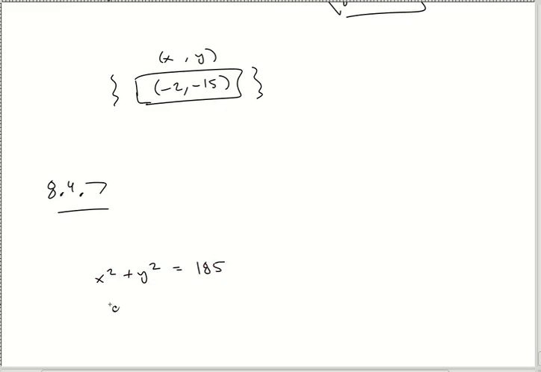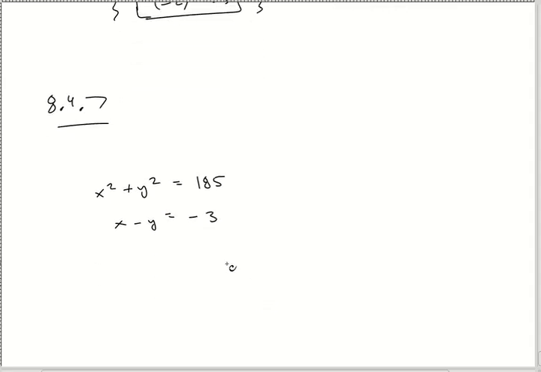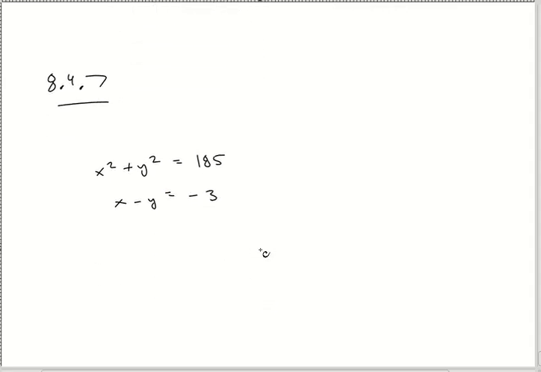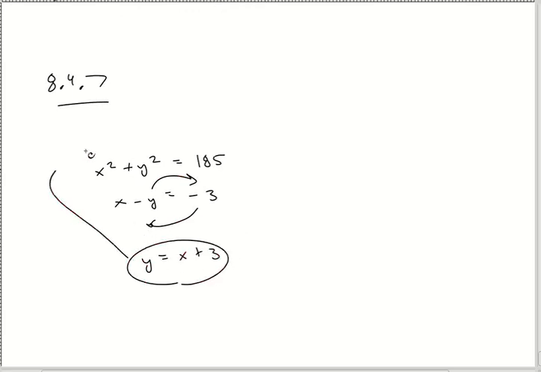So let me write up the next guy right quick. That's an x minus y is equal to negative 3. Yeah, I don't think we can do this. Of course we can do this. I'm going to add the y and add the 3 to both sides. So we get actually this guy. And I'm going to take this and plug it in. And so I got x squared plus x plus 3 all squared is equal to 185.